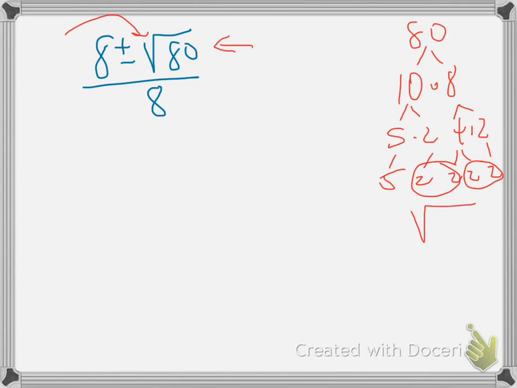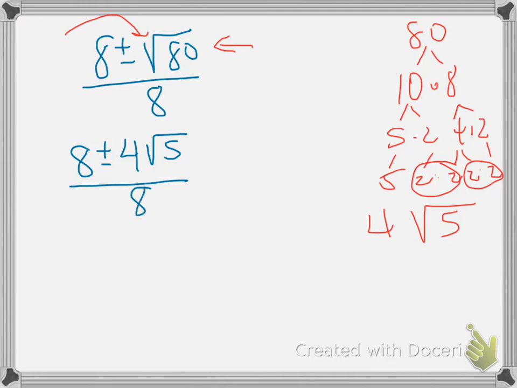So what goes inside the box and what goes outside the box? Well, I have two circles, two groups. So I have a group of 2 and another group of 2. So 2 times 2 is 4. And what's not circled goes inside the box. So now I'm going to rewrite it. So it's 8 plus or minus 4 square root of 5 all over 8.